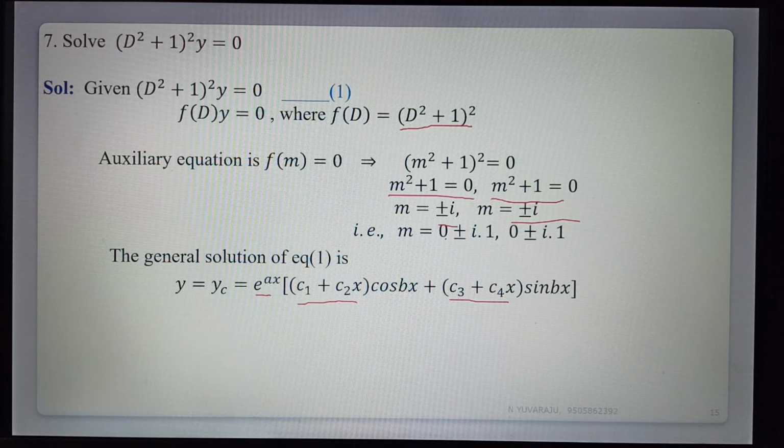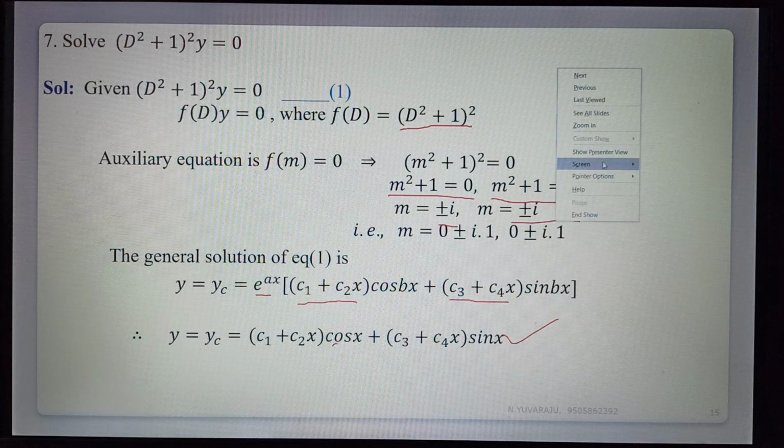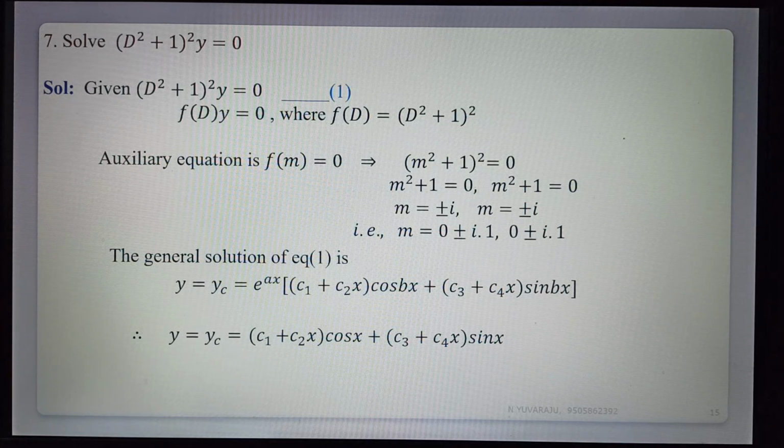A is equal to 0 and b is equal to 1, substituting here. That is e power 0 into 1, so (c1 plus c2x) into cos x plus (c3 plus c4x) into sin x. This is the solution of the given equation. So totally every problem is the same, only finding the roots. The roots define the 4 cases, and using that, any case can be substituted directly in the solution. This is the solution of the homogeneous equation.